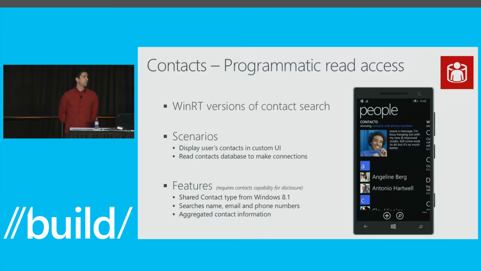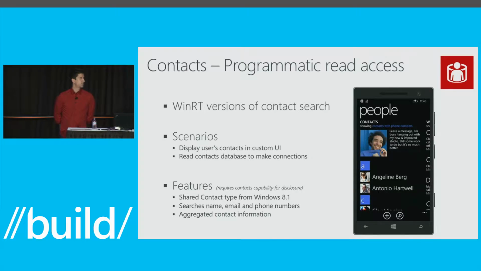Another scenario, which is very popular for mobile applications, is reading the contacts database to make connections. This might be the case for messaging applications. You want to know which of the user's contacts are already known on your network. In order to do that, you read the contacts database, and you look for bits of information, whether that's an email address or maybe a phone number, and then you can register that with your server and understand whether or not that particular contact is already present on your server.